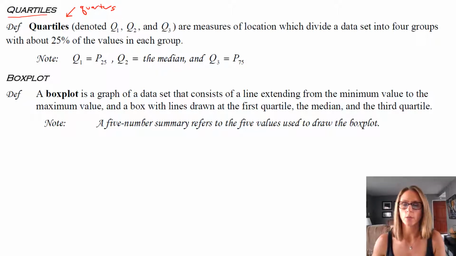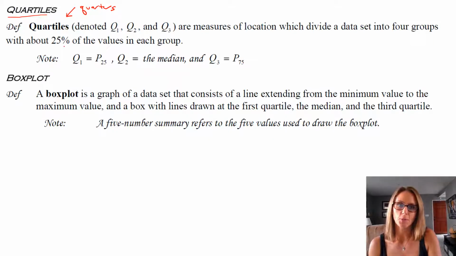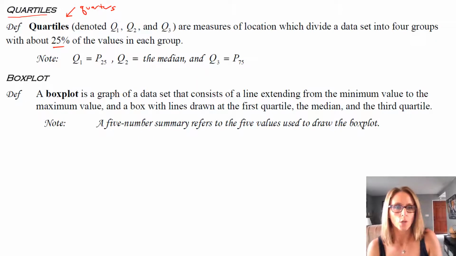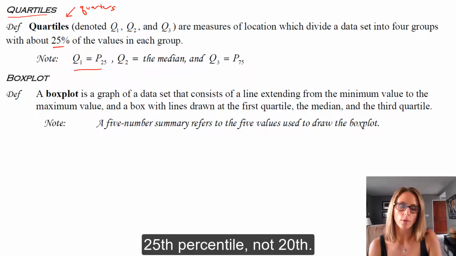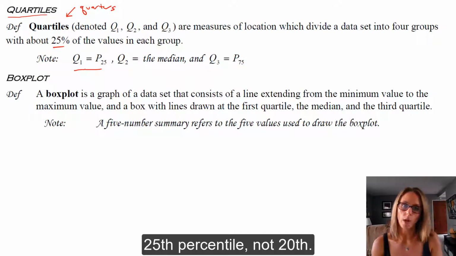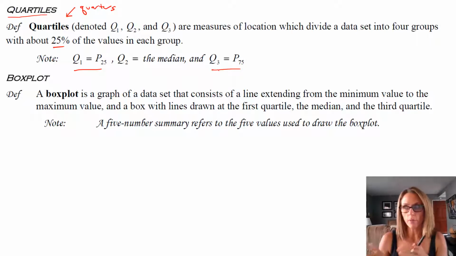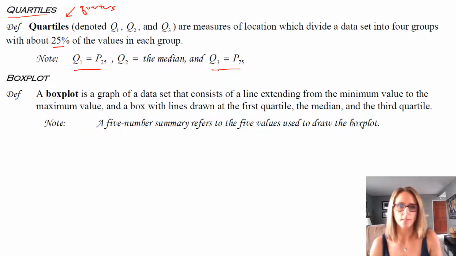Because what quartiles do is they separate the data into 4 quarters. That makes sense. And because quarters are 25 cents, it makes sense that quartiles are 25% of the data values between each of them. So key things to note, if you were to find the 25th percentile, that's Q1, and the 75th percentile is Q3. A quarter is 25 cents, 3 quarters is 75 cents, so it makes sense.